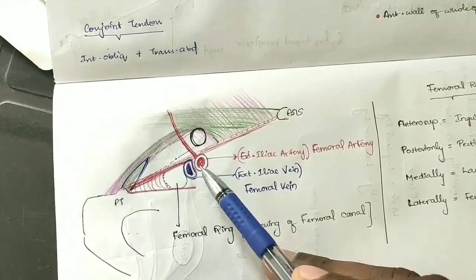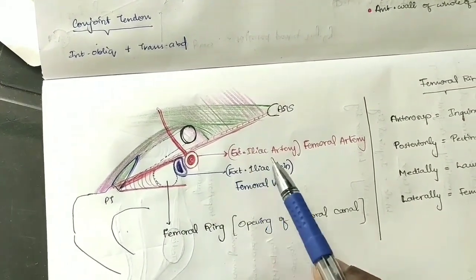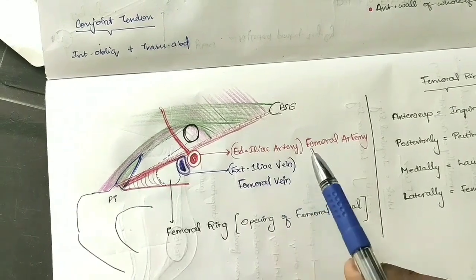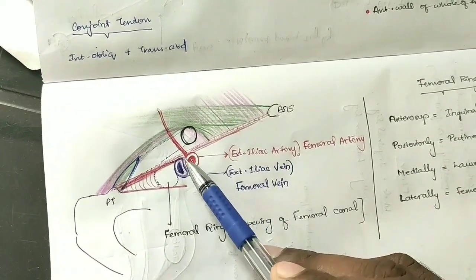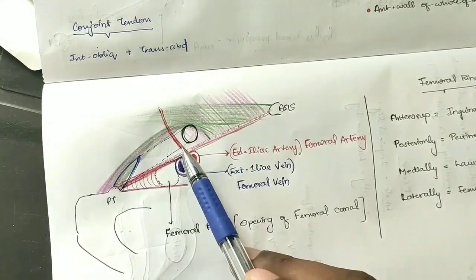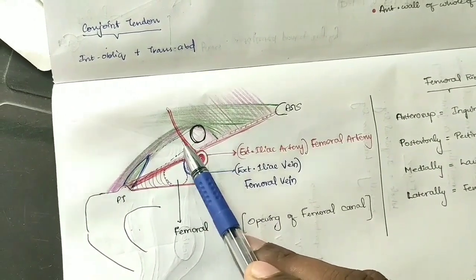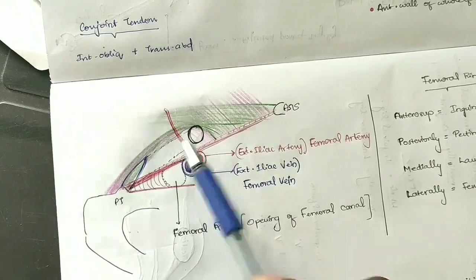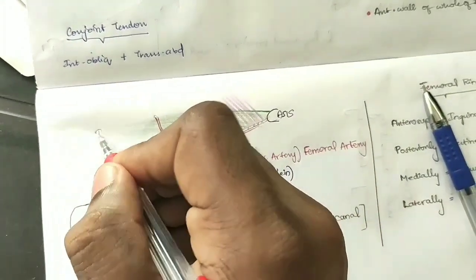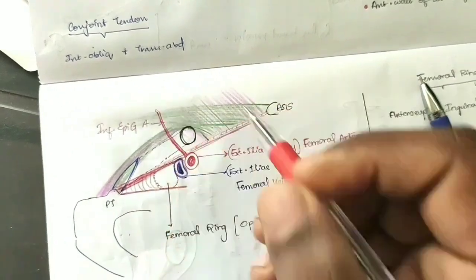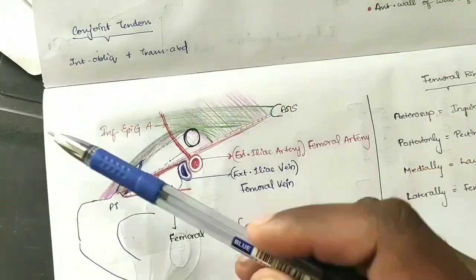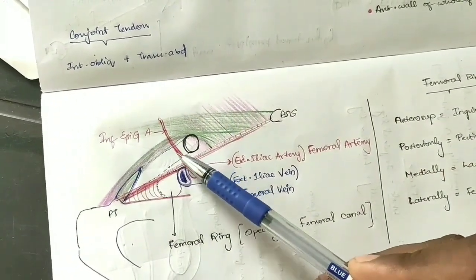Just below that you can see the femoral artery. It is the continuation of the external iliac artery, that is the femoral artery, and here is the femoral vein. And just medial to the deep inguinal ring, arising the inferior epigastric artery. Inferior epigastric artery medial to the deep inguinal ring arise ചെയ്യുന്നു.